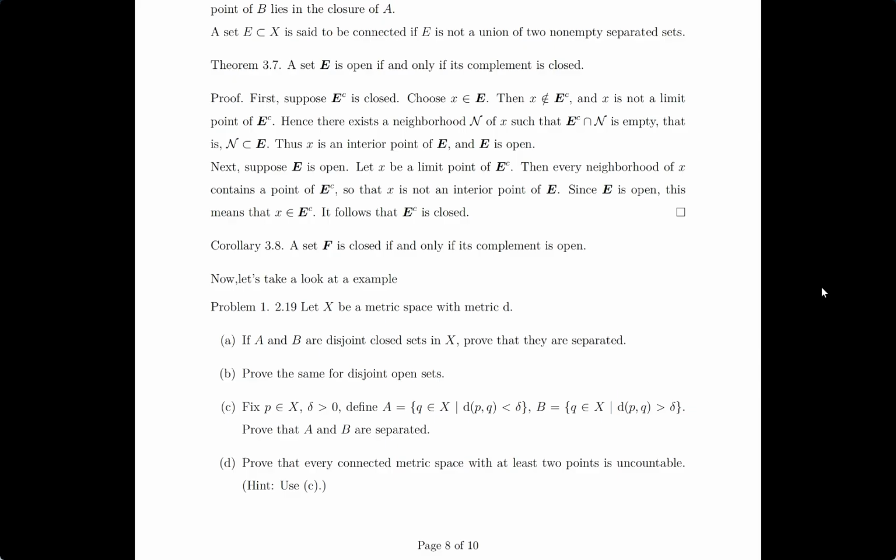Hi, my name is Jiang Zhuoyan. My part is about the metric space. So I will give the problem about this and solve it.